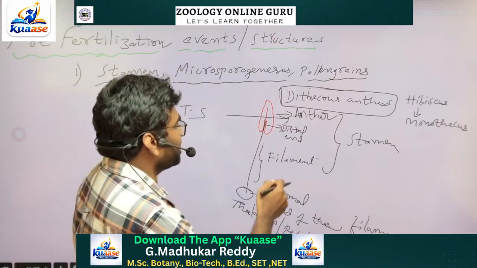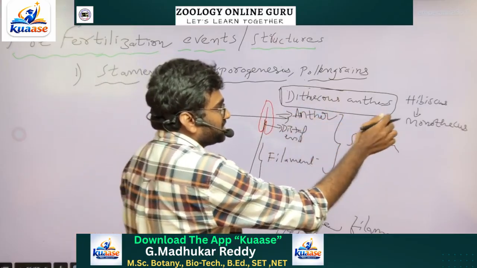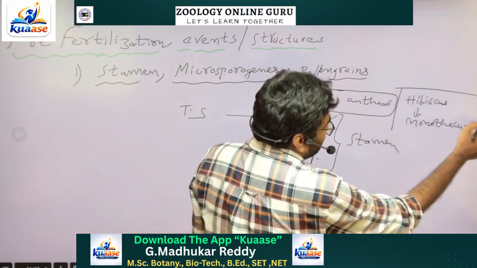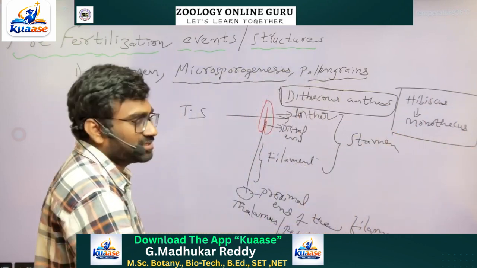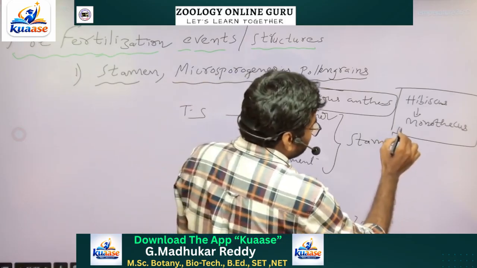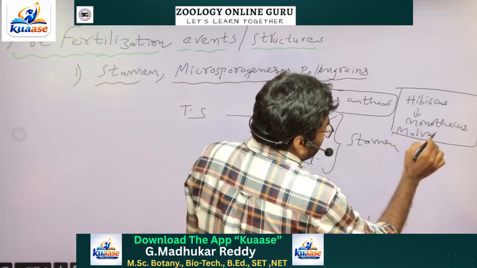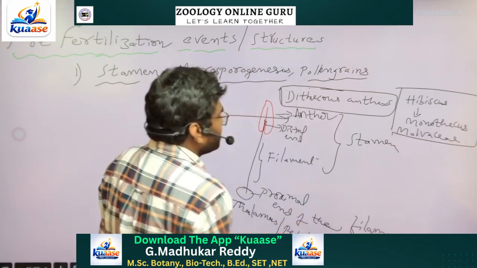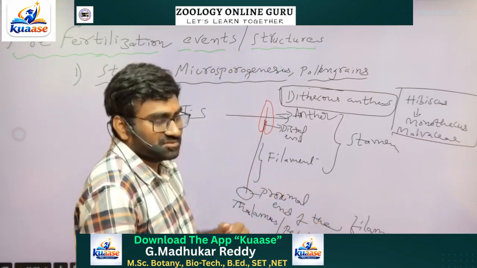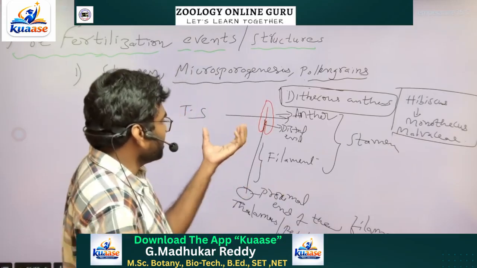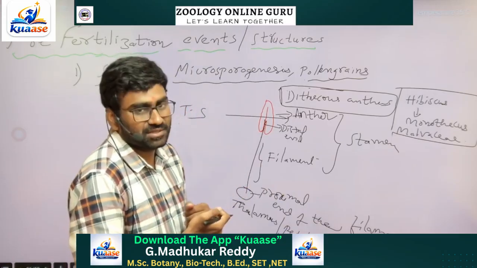Right? In most of the flowering plants, anthers are dithecous, but the exception is the Hibiscus rosa sinensis, usually called China rose, and the anthers are monothecous, and it belongs to Malvaceae. Now let us discuss the microsporangium wall layers of this transverse section of anther.